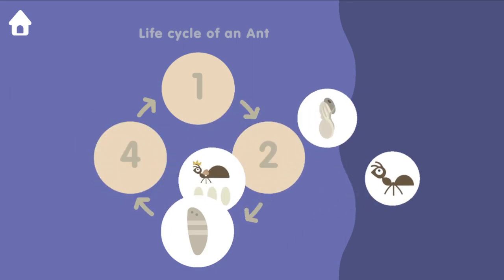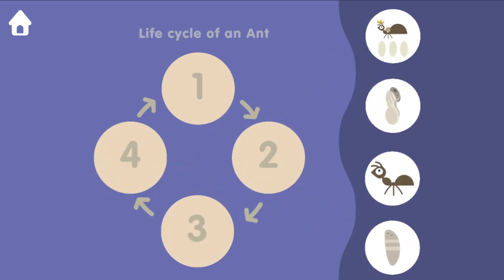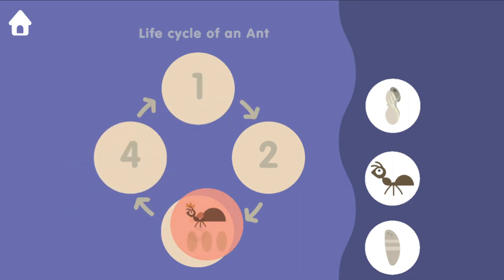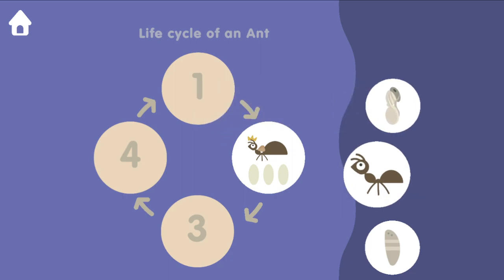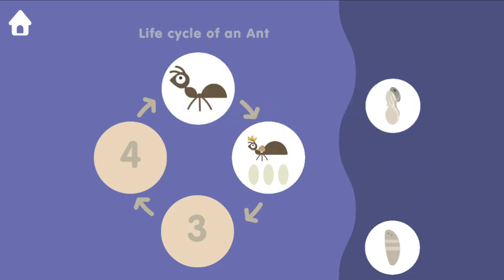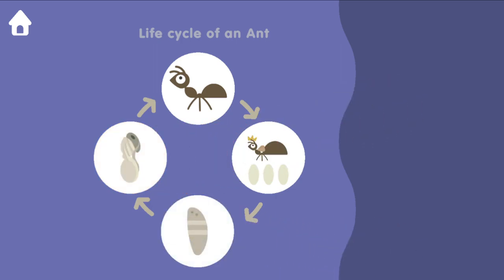Life cycle of an ant. Egg. Pupa. Ant. Larva. Pupa. Ant. Egg. Larva. Pupa. Ant.